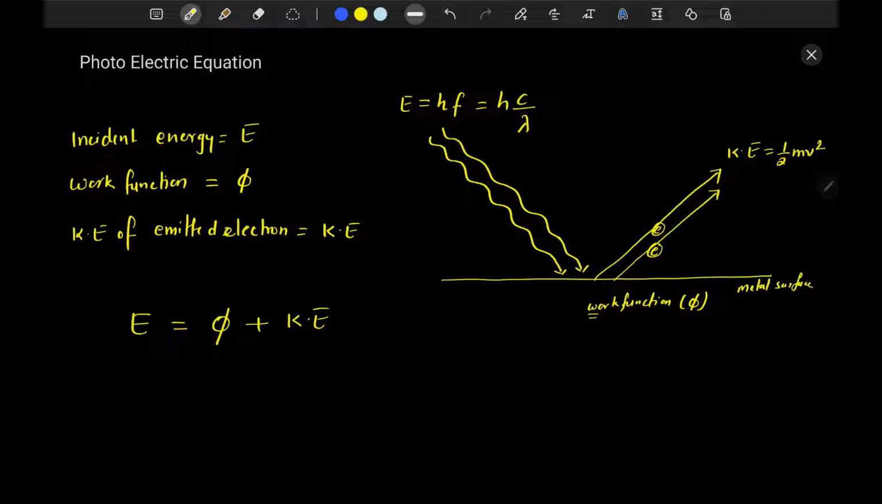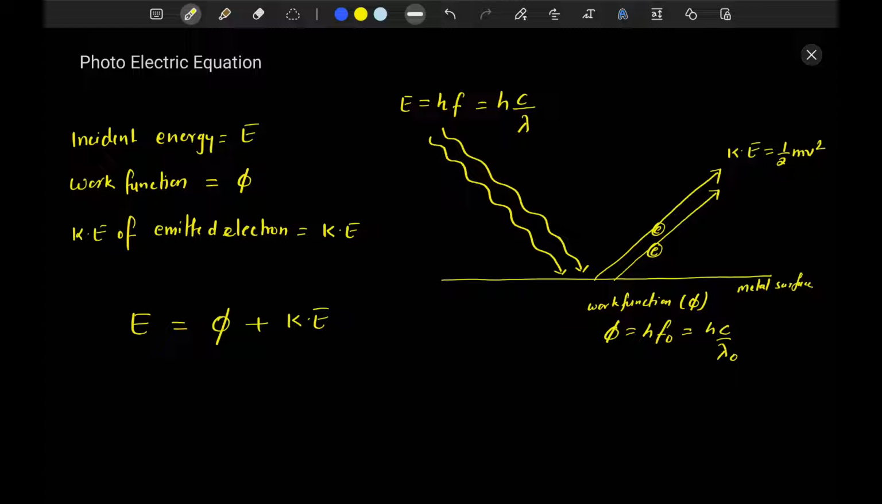Work function is the energy absorbed by the metal surface to emit the electrons. So the work function can be defined as the minimum energy required by the metal surface to emit the electrons or to release the electrons from its surface. This work function is denoted as hf naught or hc by lambda naught, where f naught is the threshold frequency and lambda naught is the threshold wavelength. They denote the boundary of the values at which the metal surface is able to eject electrons.